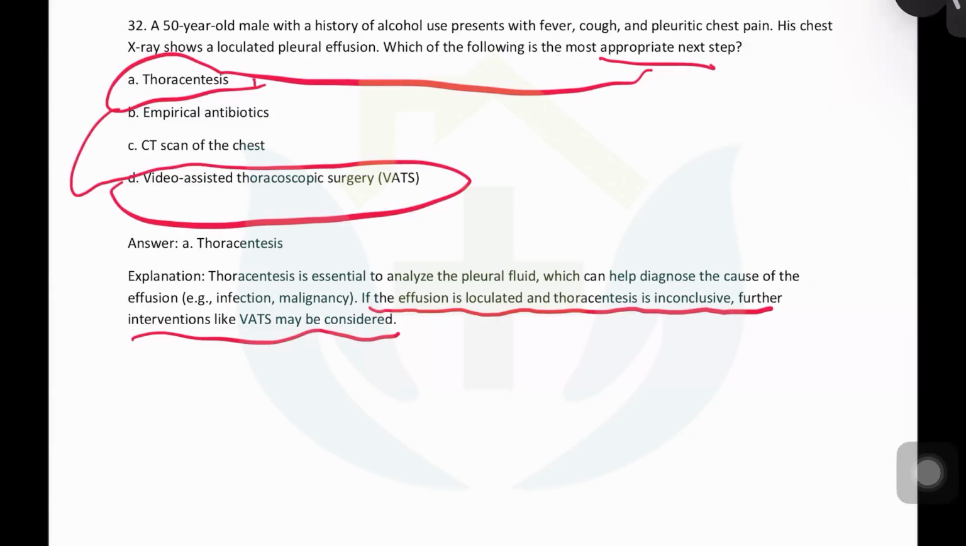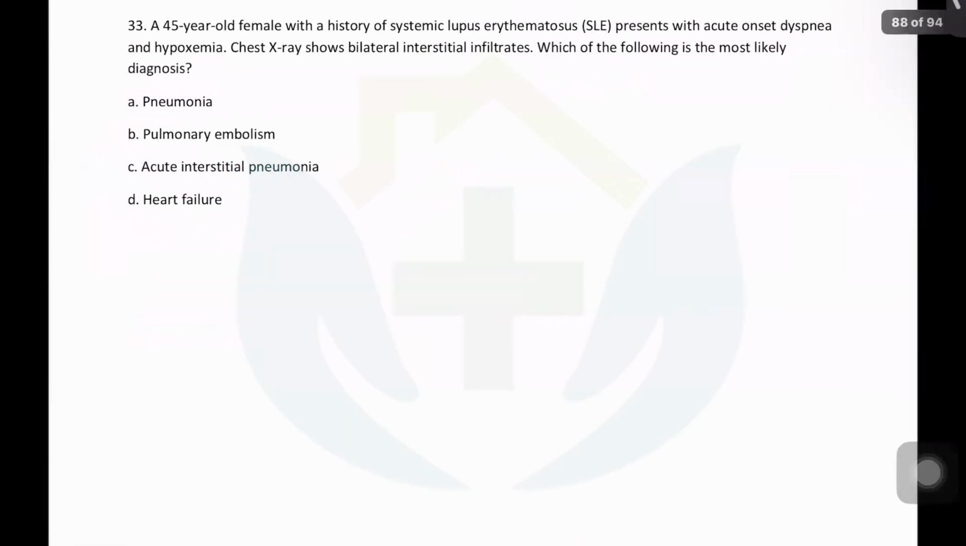Directly, we will not do VATS. First, we will do thoracocentesis only. I also thought the answer is VATS, but the answer is thoracocentesis. Only if it is inconclusive will we go for VATS. But I read in one book, I don't know the reference name, that the VATS option was there.